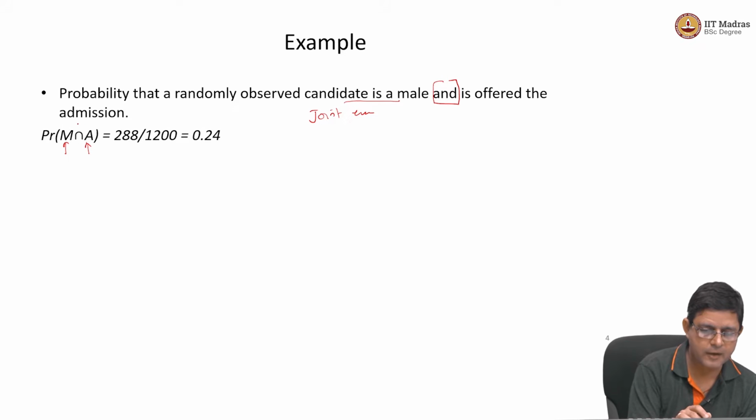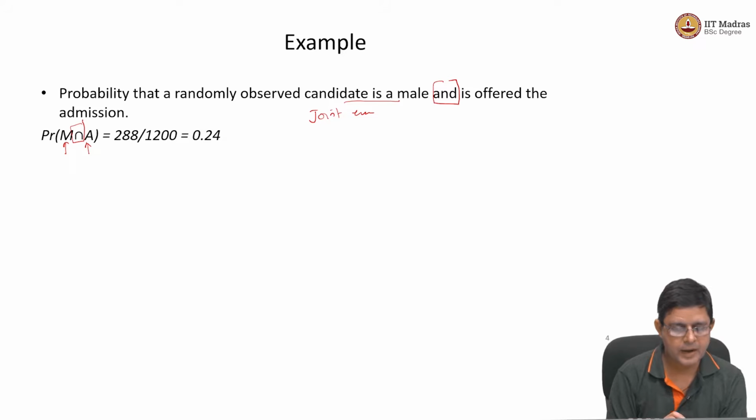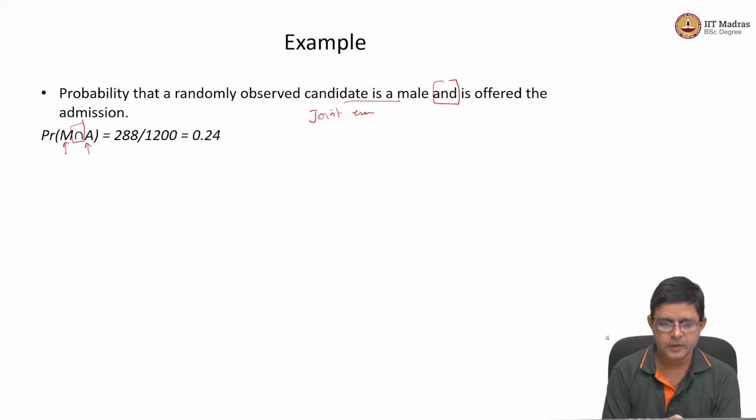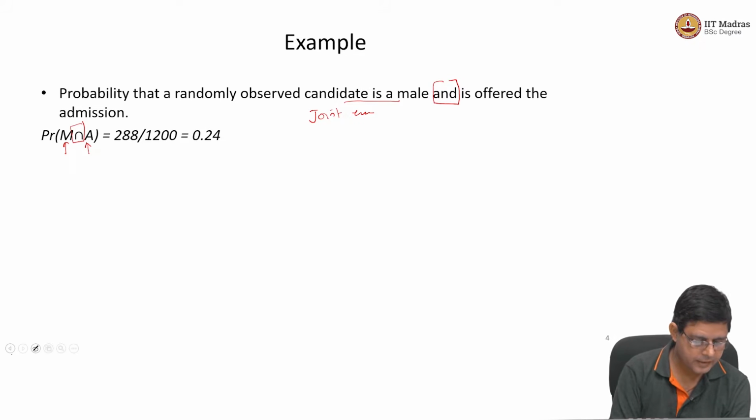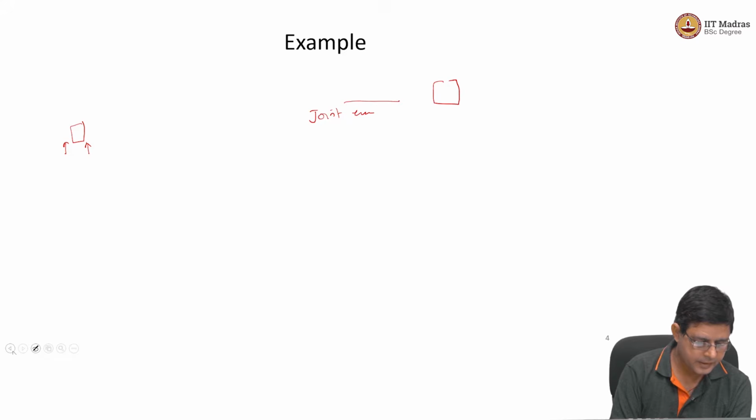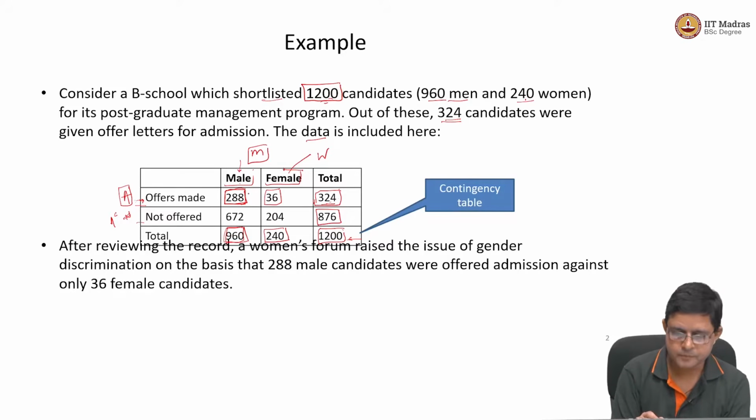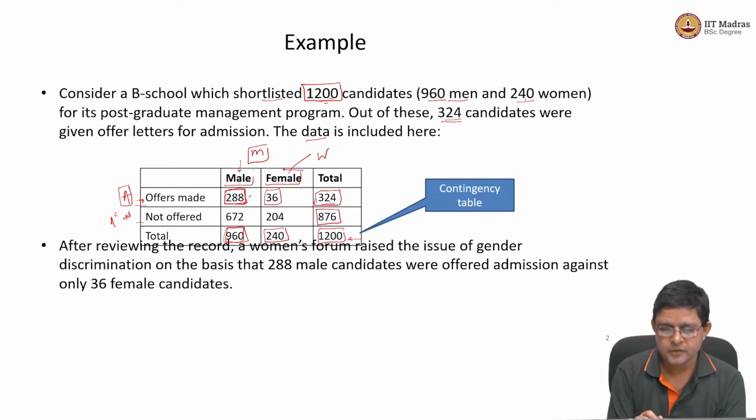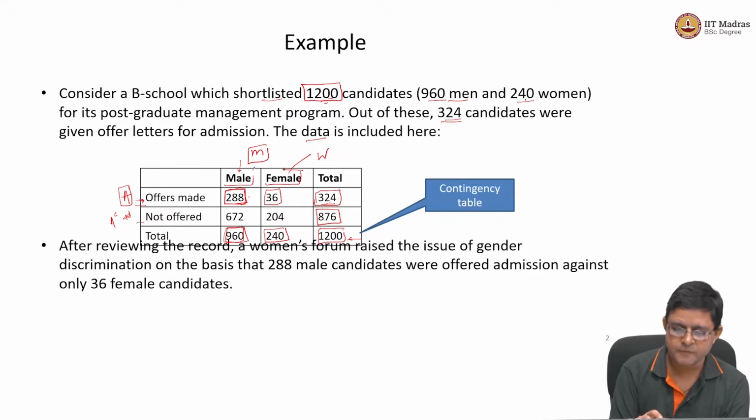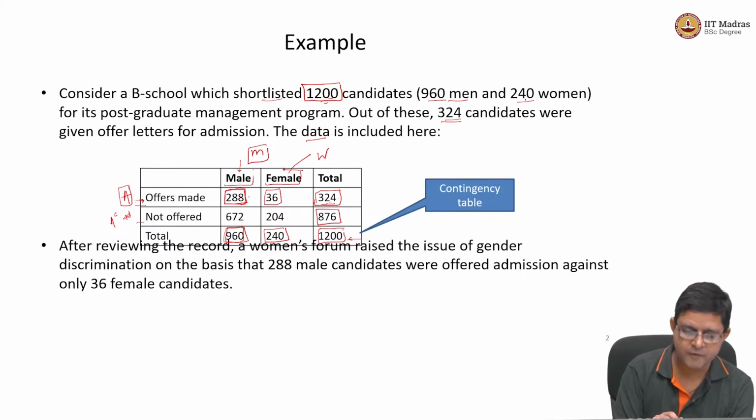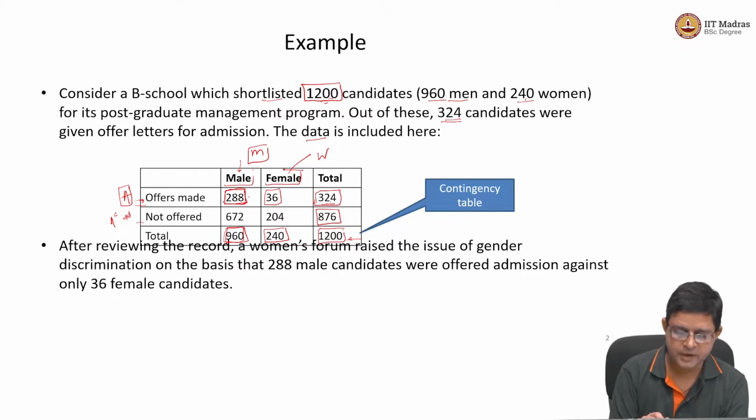If you recall, this was the notation. And as we have seen earlier, how do you read the data about this combination? This combination data is from our contingency table, this 288. So, what is the probability of these two events happening together, the candidate being a male candidate and being offered admission? What is the probability of this happening from the data?